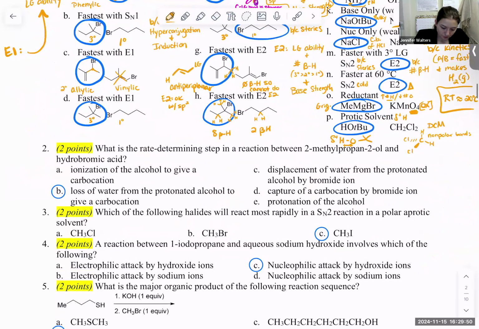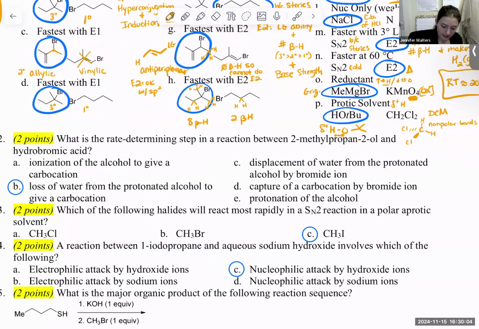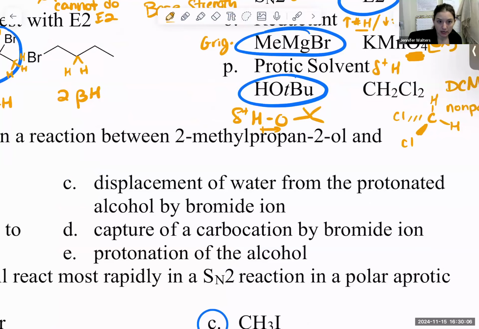Number 2. This should look really familiar. This is modified from one of your quiz questions. What is the rate determining step in the reaction between 2-methylpropan-2-ol and hydrobromic acid? All right, so we've got to figure out what reaction is happening.